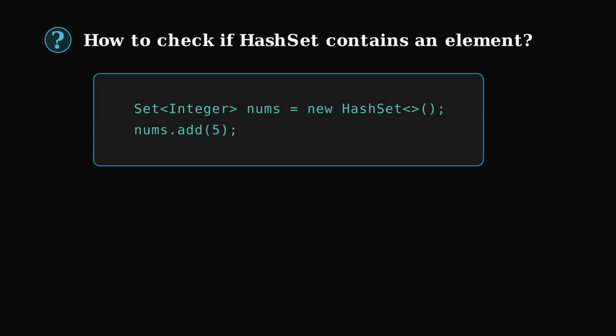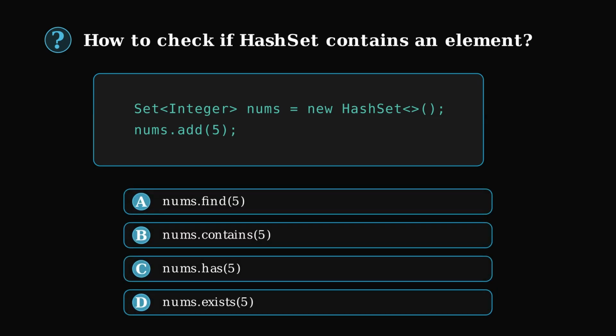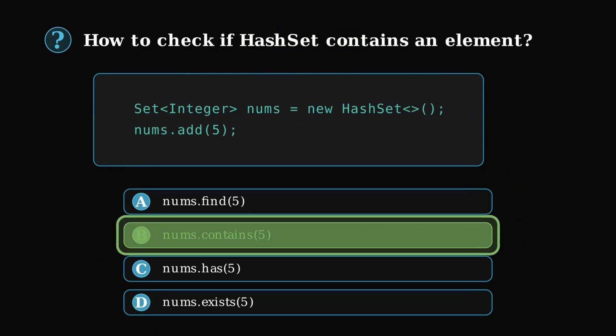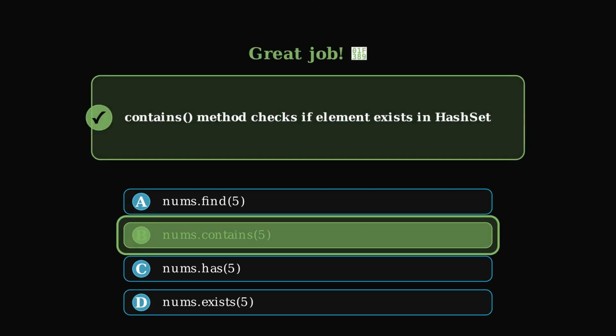How to check if HashSet contains an element? Which one is correct? The correct answer is contains method checks if element exists in HashSet.